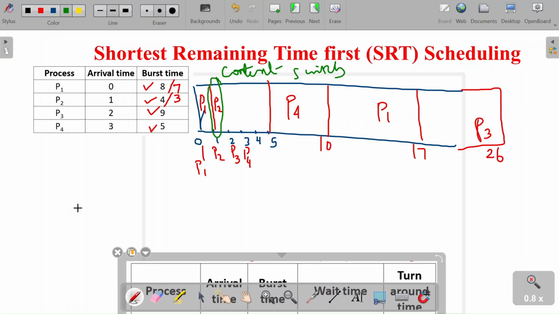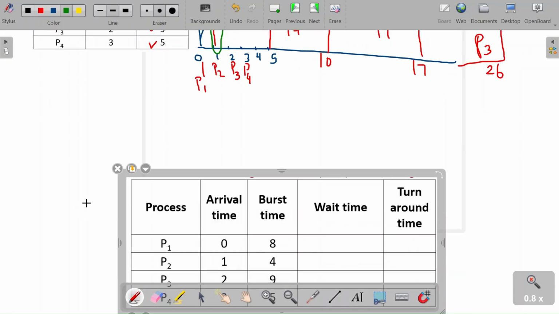Now let's analyze the wait time and everything. How do we calculate that? The arrival time is given. We have to calculate the wait time, right? For P1, how are we going to calculate it?